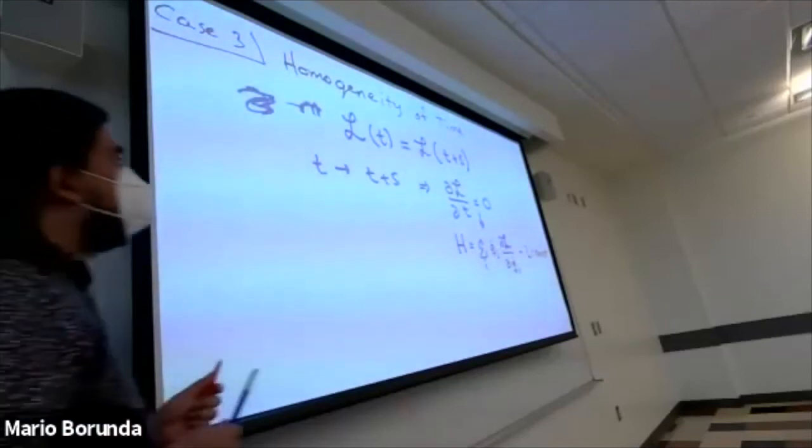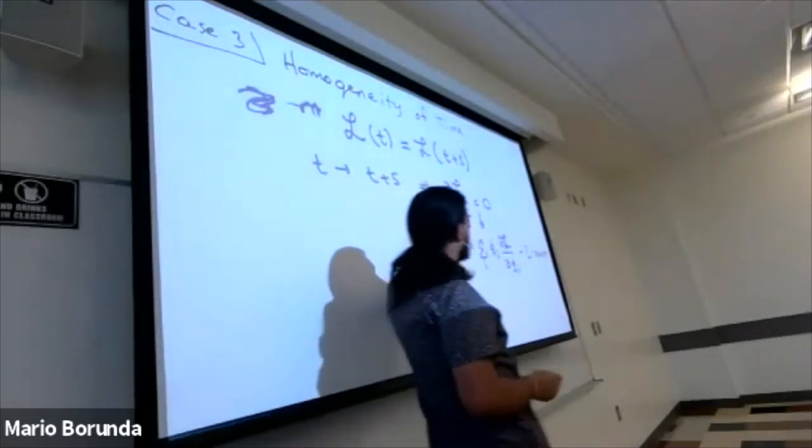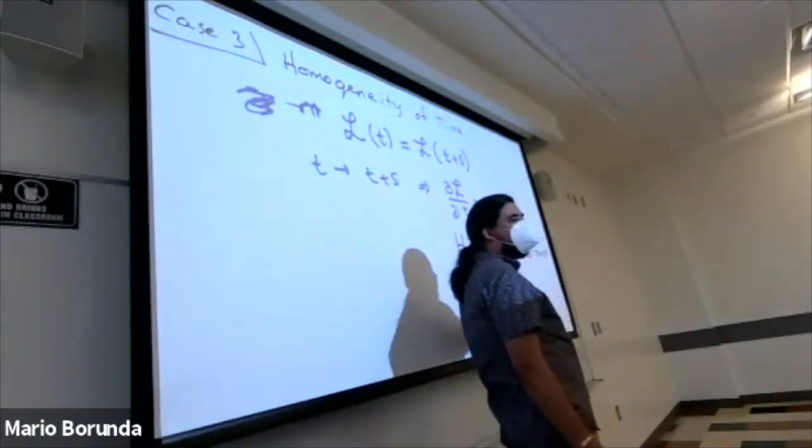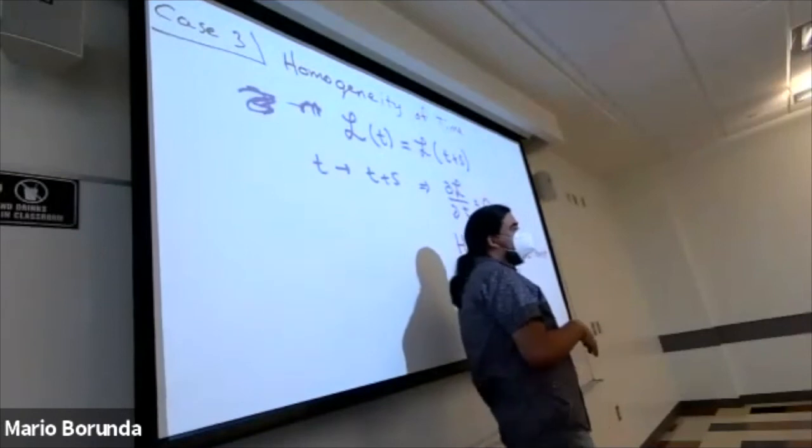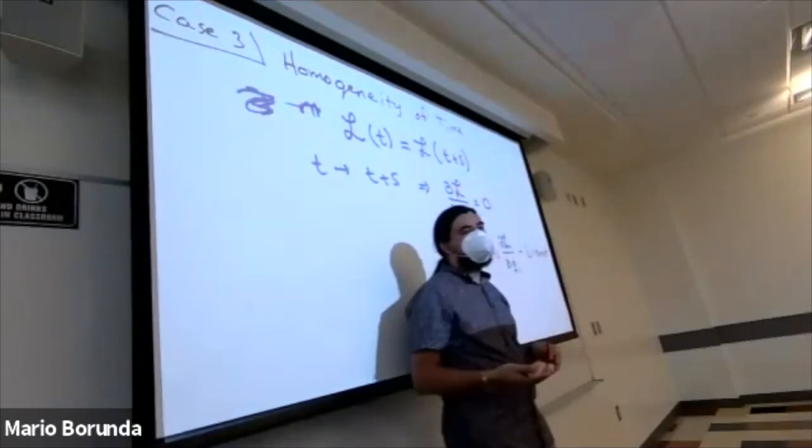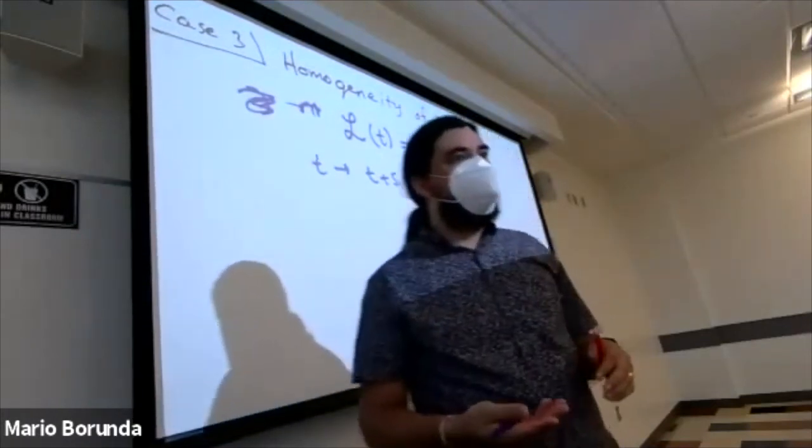So what we're saying is that this transformation tells us that energy is a constant. And we already knew that because that's the definition of the Hamiltonian, right? All right, any questions up to there?